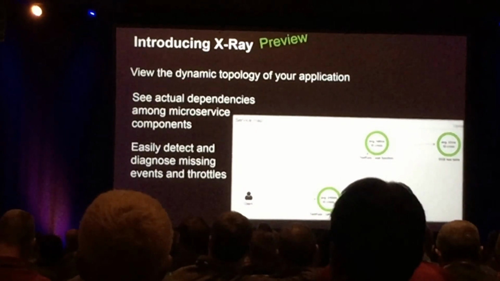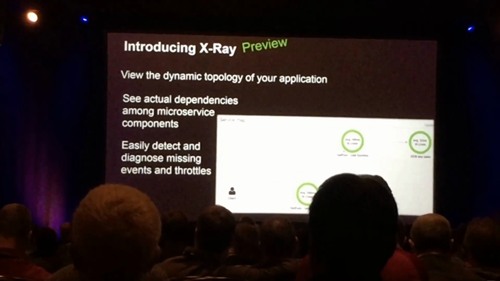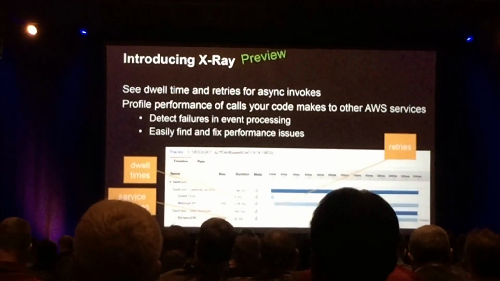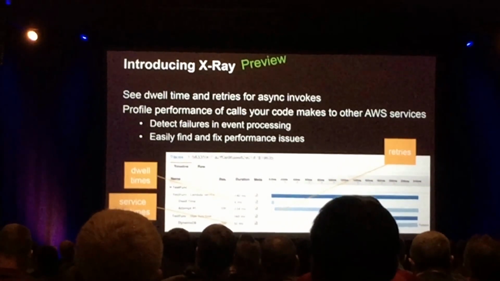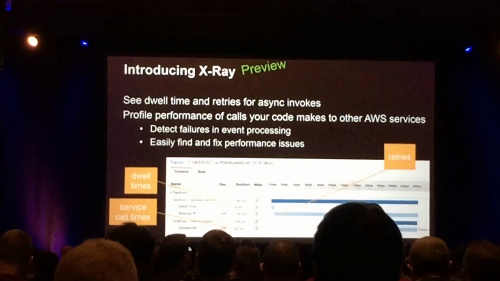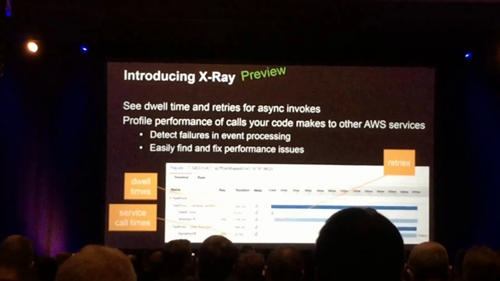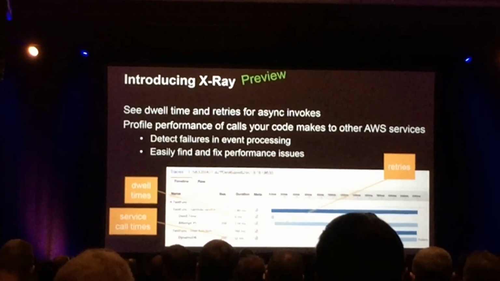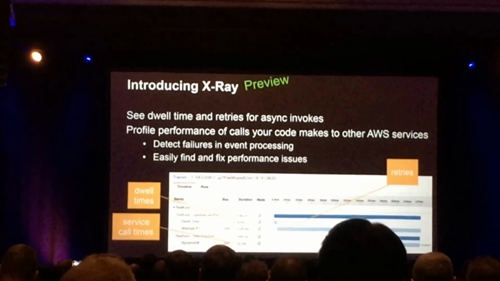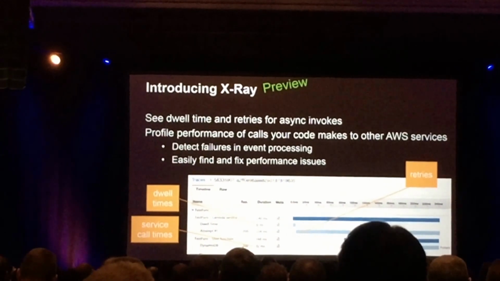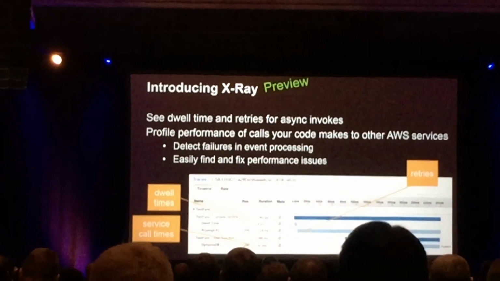Once you've figured out on this service map where the problem is, then you can drill in and get detailed information that helps you figure out: Am I experiencing long dwell times? Am I calling another service that's being slow? Am I retrying more times than I expected? All of that information that today is a little bit opaque and harder to pull out of the system becomes very visible and simple to understand with X-Ray.